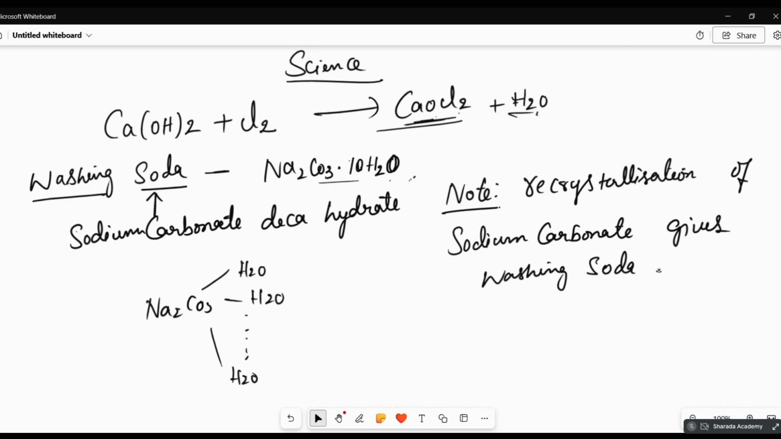Another one is plaster of Paris. Now we use it in houses for decoration purposes, like false ceilings. Doctors also use plaster of Paris for fractures. That is plaster of Paris. There is also something called gypsum, correct? Gypsum and plaster of Paris. So, what is the difference between gypsum and plaster of Paris?